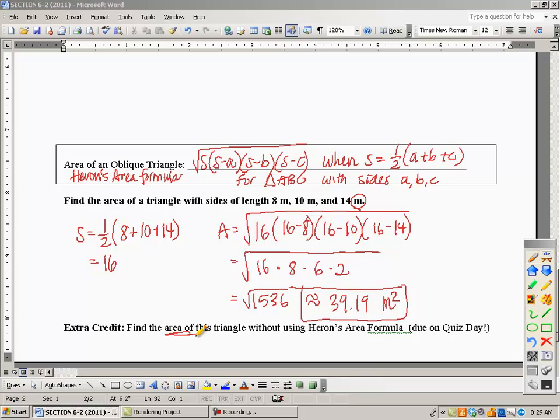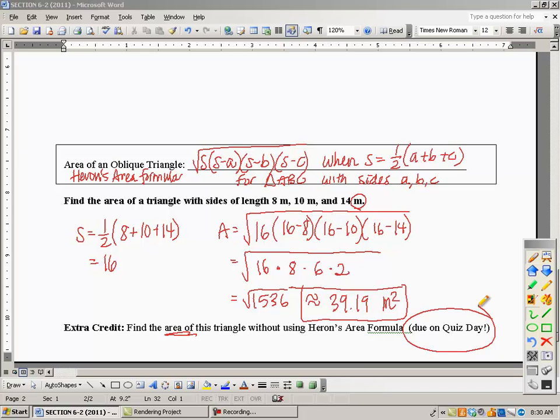Now, we're going to give you extra credit if you can draw this triangle and find the area of it, not using Heron's formula. You could use the basic area of a triangle from geometry. You could use the area formula we used yesterday, where you take 1/2 times the product of the two sides times the sine of the included angle. You can use any method you want, but that needs to be done on a separate sheet of paper, and that is due quiz day. I will add that to your first quiz.